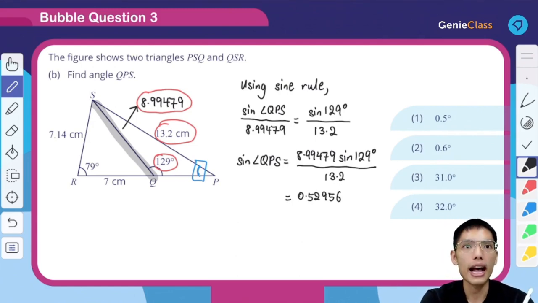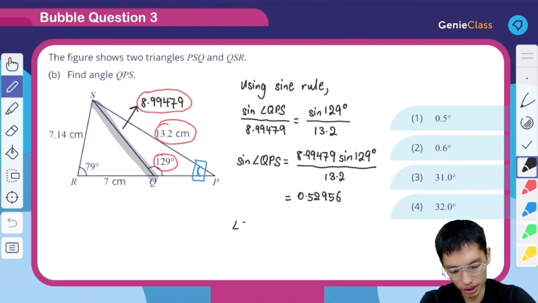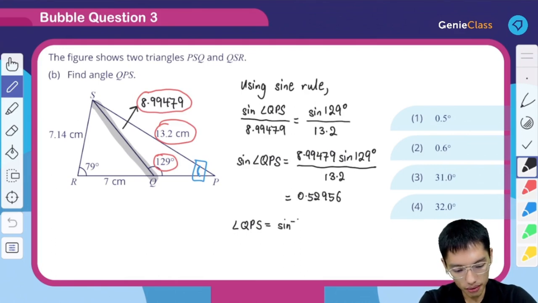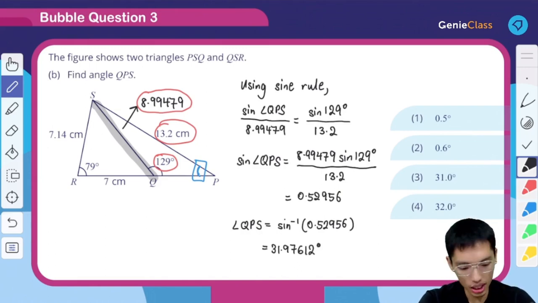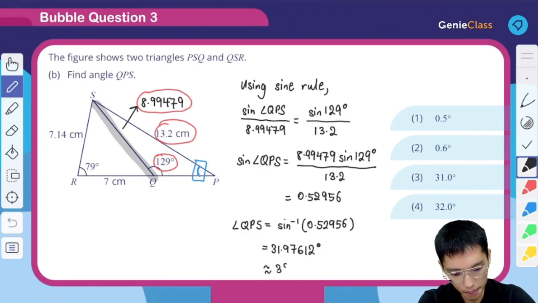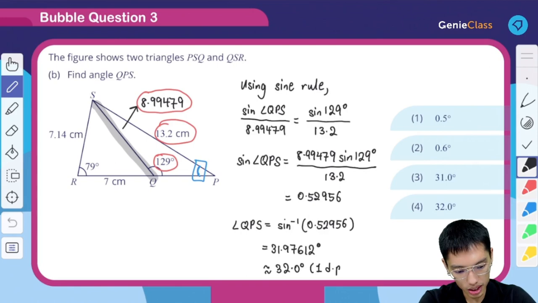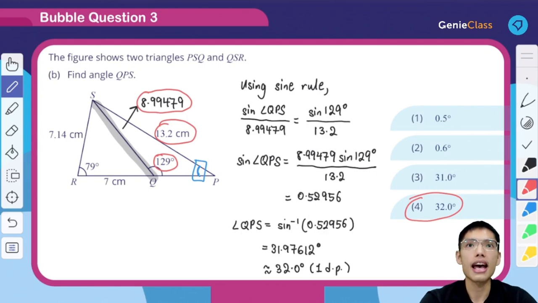Just take note, you will need to do the sine inverse in this case because I'm finding the angle. And little mistakes over here, some of you actually round down instead of round up. So take note, when you do the sine inverse of 0.52956, that is where it's equals to 31.97. Okay, so for the answers ranging there, that's good to see. Most of you got it there, but remember, we round to one decimal place. Remember, angles are always to one decimal place when in degrees. So 32 degrees over here.